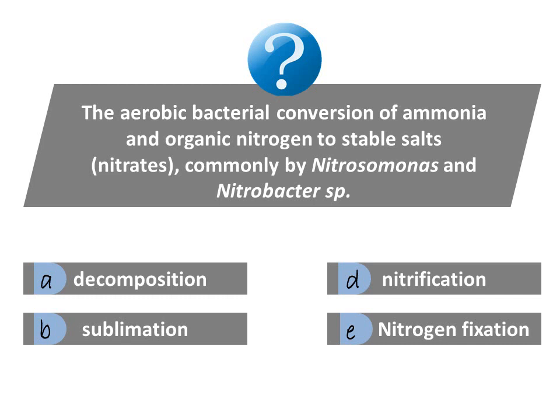Next, the aerobic bacterial conversion of ammonia and organic nitrogen to stable salts, for example, nitrates, commonly by Nitrosomonas and Nitrobacter species. Again, the aerobic bacterial conversion of ammonia and organic nitrogen to stable salts or nitrates, commonly by Nitrosomonas and Nitrobacter species. A. Decomposition, B. Sublimation, C. Nitrification, or D. Nitrogen fixation. The correct answer is letter C. Pero dito nakasulat D. Sorry po. The correct answer is nitrification. Okay?